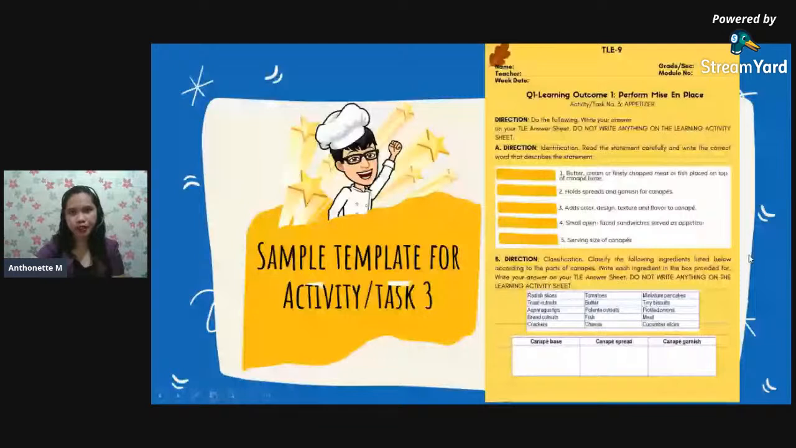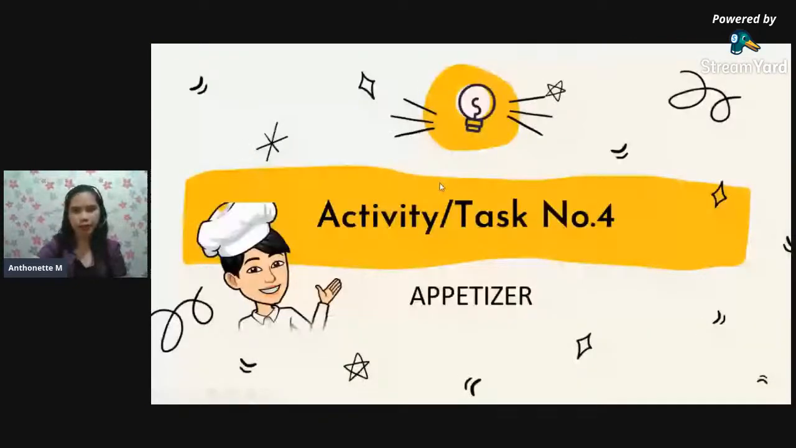And always remember our color. Our color for TLE is brown. Remember the shape, remember the color. Okay? Next, activity task number 4. Stay on page 5, it's still on our page 5.